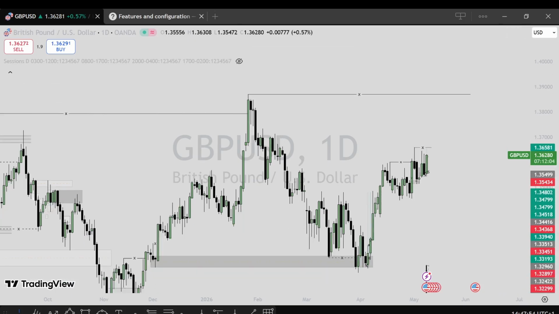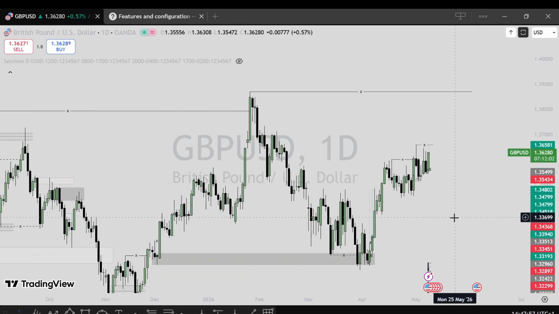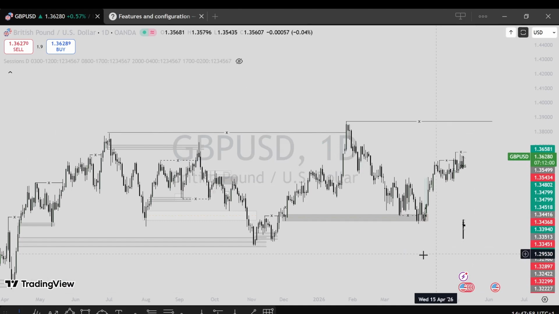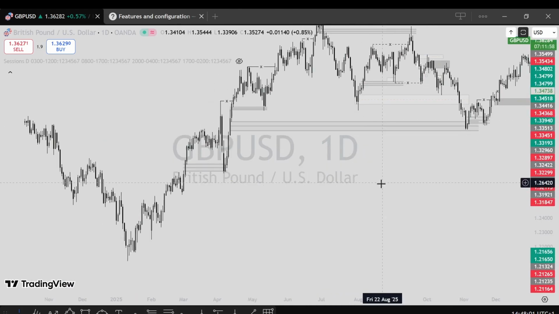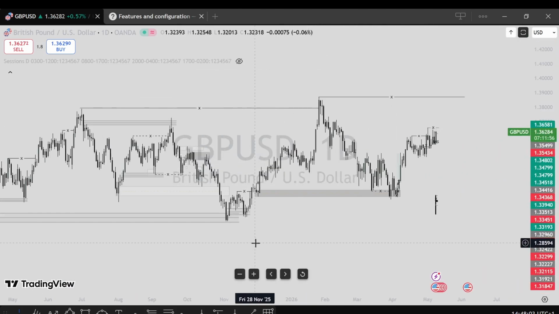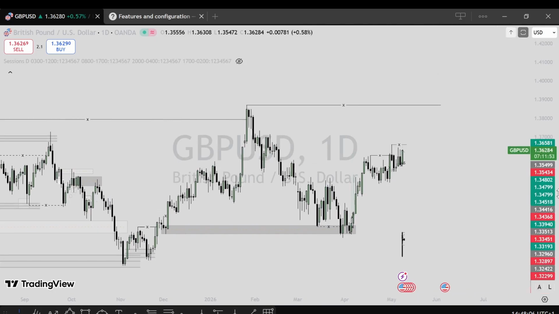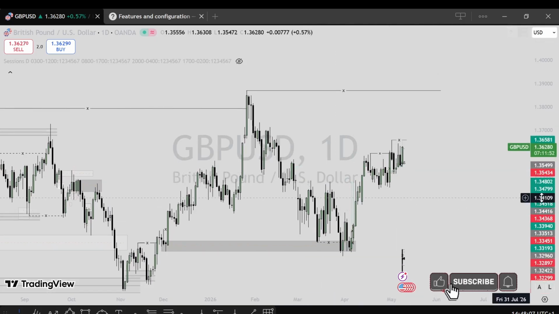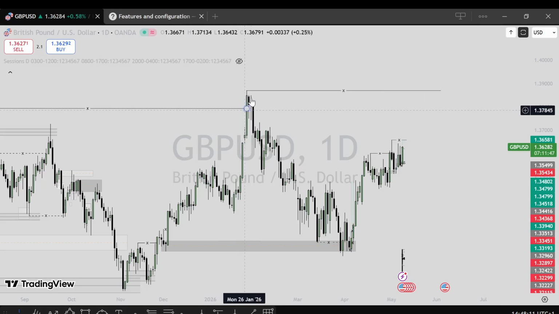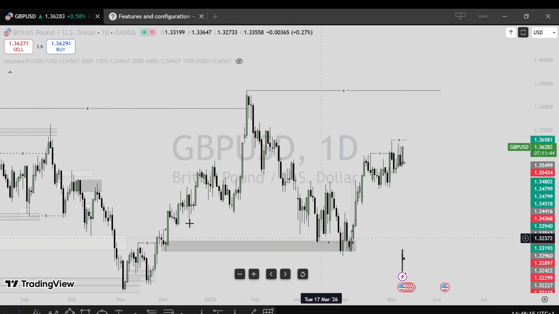Okay, so when we hop on the daily time frame, we discover that price has been in a bullish phase. The overall direction of price has been bullish for a long time. So in this case, we're going to be looking out for buying opportunities in the market. Okay, we already have a break of structure here, then price corrected downward, mitigating this bullish order block here.